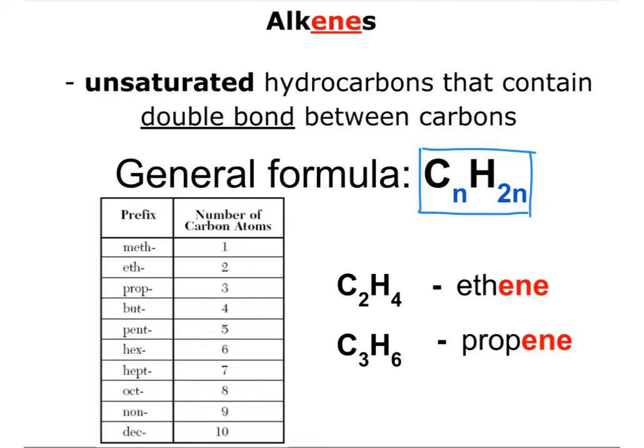The number of hydrogen atoms in the molecule will always be twice the amount of carbons that form that molecule. Here is ethene, 2 carbons, 4 hydrogens. Propene, 3 carbons, 6 hydrogens. Butene, 4 carbons, 8 hydrogens.